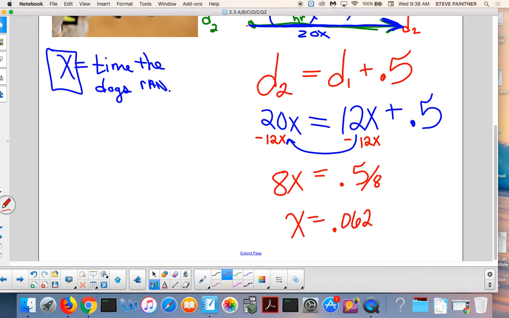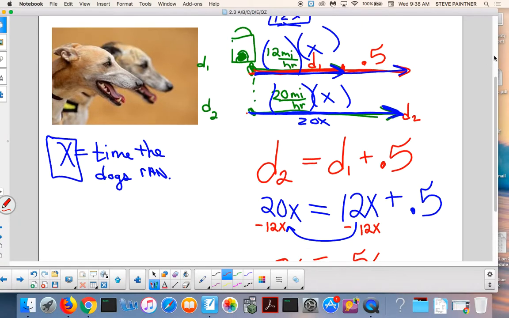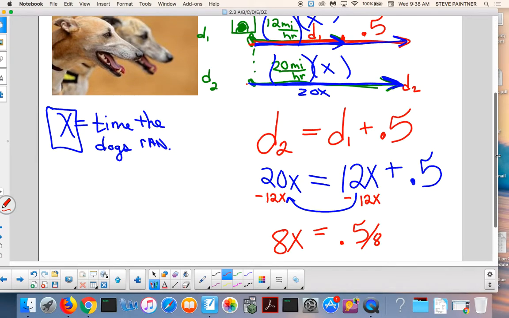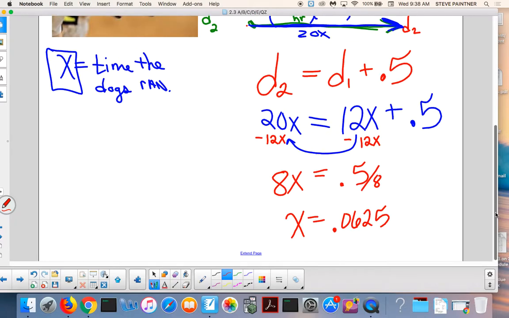Is it 5? Yeah. Now, that is measured in what? Minutes? Seconds? Hours? What? Look. Hours. Right there, guys. The time is given to you. Hours. So we will say what? 0.0625 what? Hours. So how long did the dogs run before one dog got a half mile ahead? Not very long. A very, very tiny bit of an hour.